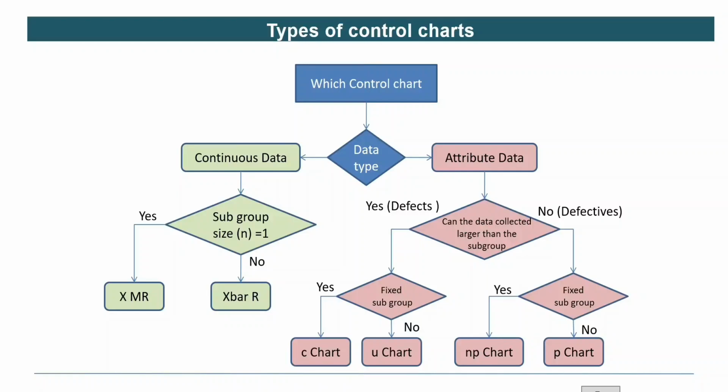And similarly, if it is attribute data, again, whether it is defectives data or defects data. In other words, whether your distribution is binomial or Poisson. Depending on that, the chart type changes. And within binomial, are you collecting the same number of data points in each subgroup every time? Or in other words, is it a fixed subgroup or a varying subgroup? And similarly, for Poisson data, it's a fixed subgroup or varying subgroup. Depending on that, your chart changes. P chart, NP chart, U chart, C chart. So you have a list of charts that you need to understand in this.